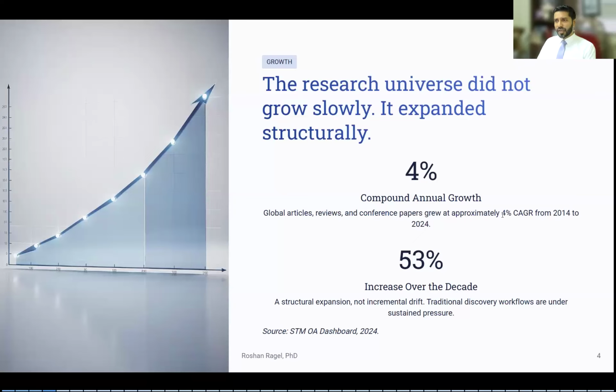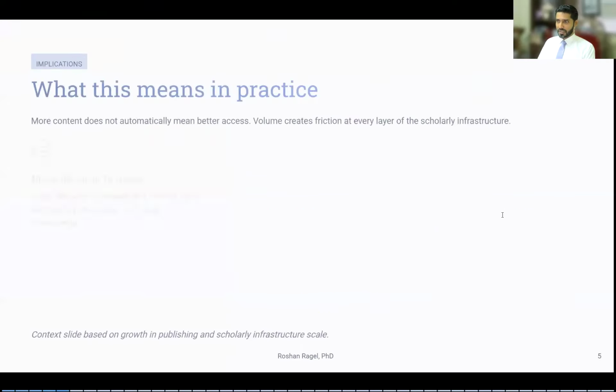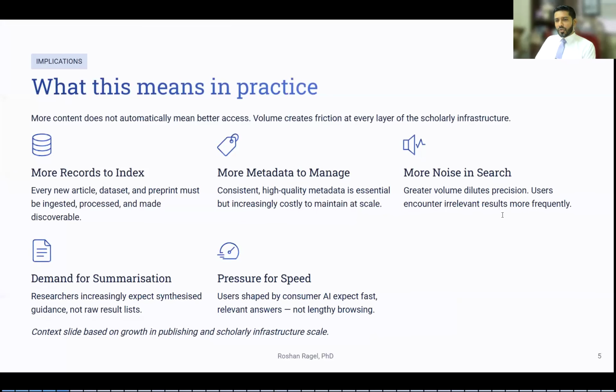So in terms of the research growth or the article growth, this is again numbers coming from the same dashboard I mentioned earlier. Annual growth, year-to-year growth as per the same dashboard, is about 4%. So if you take the last 10 years, the data has grown more than 50%. Right? So in practice, what does it mean? I just highlighted a few things, but to put them into context and make it clear.